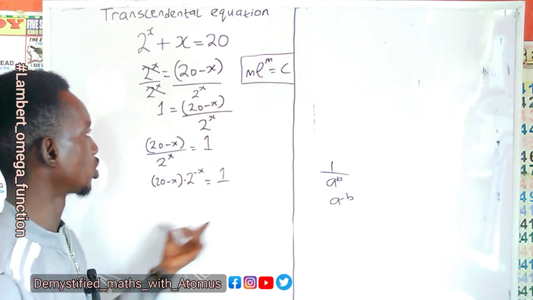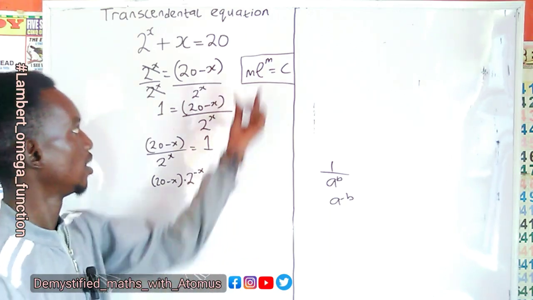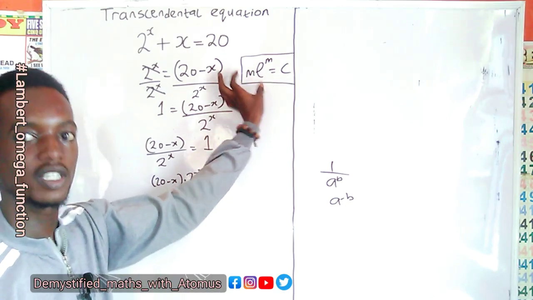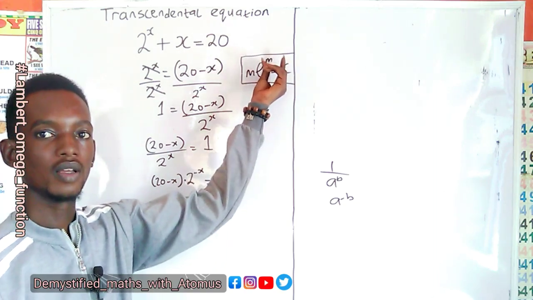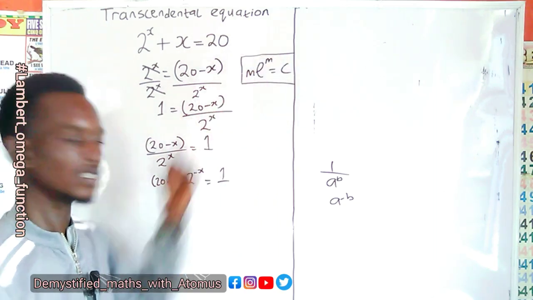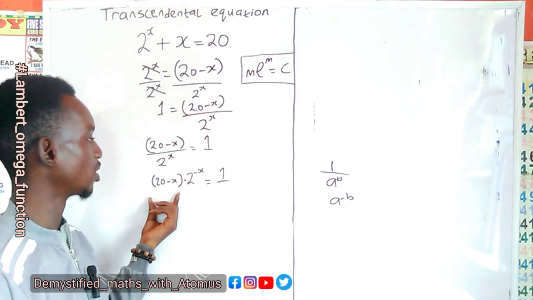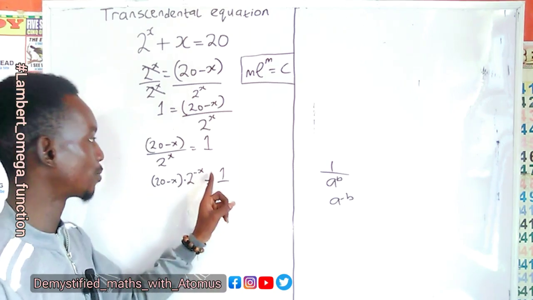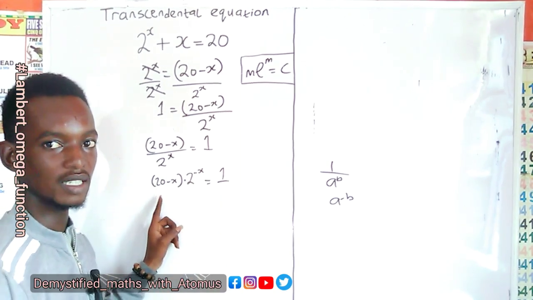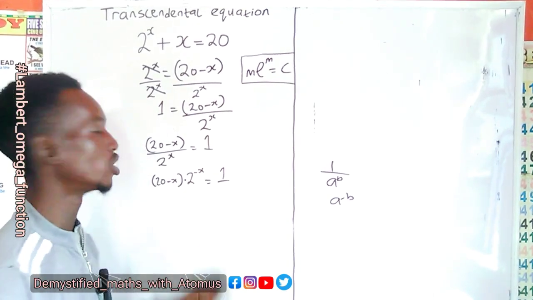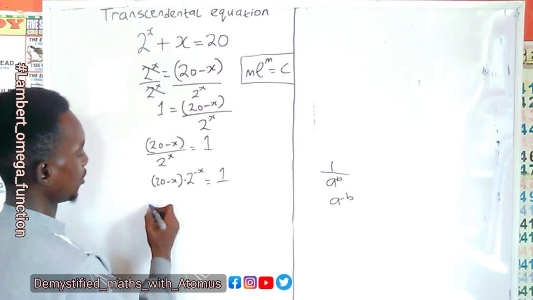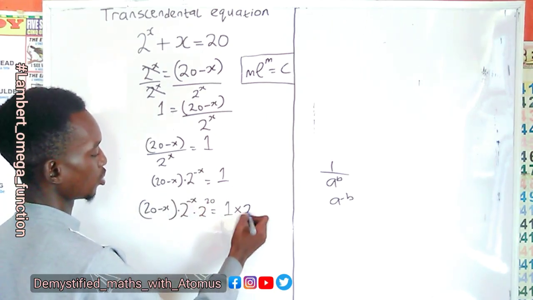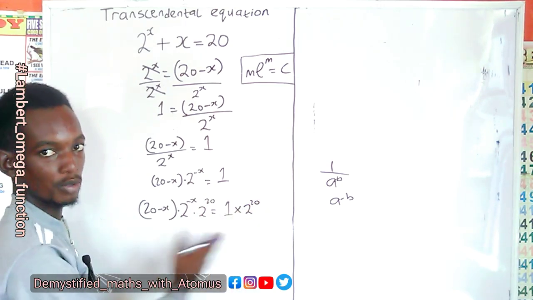Now, let's compare it once more. We'll see that in our guide equation, the coefficient must be the same as the power, exactly the same thing, no difference. Our coefficient here, 20 minus x, is different from the negative x in the power. Let's try to make this power have positive 20 minus x, just like the coefficient. So multiply both sides by 2 raised to the power 20. That will be 2 raised to the power 20 equals 1 times 2 raised to the power 20. Multiply both sides by this.